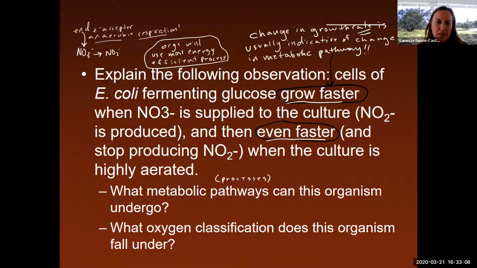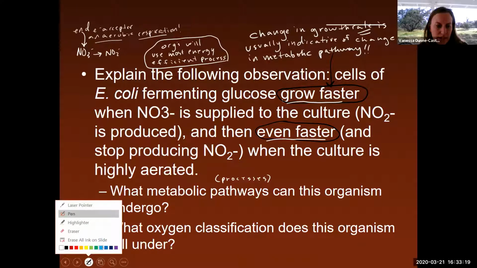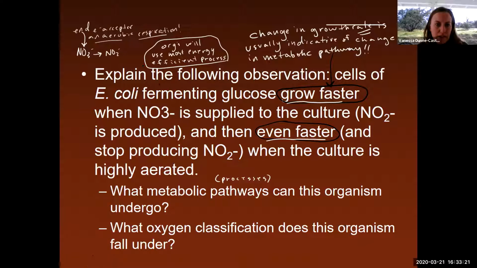So let's start at the top. Explain the following observation. Cells of E. coli fermenting glucose stop here. Let me change my color so we can highlight a couple of things. Fermenting glucose. So we already know that these organisms can ferment, right? So we know first, we can say fermentation. And how do we know? We know this because I told you.